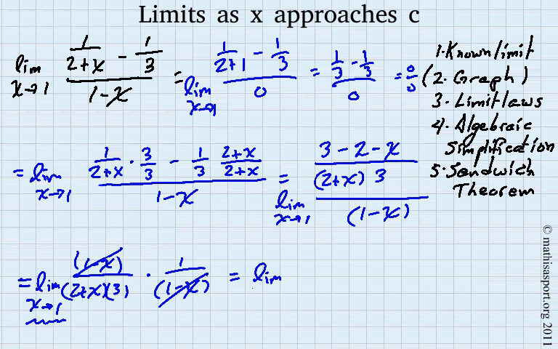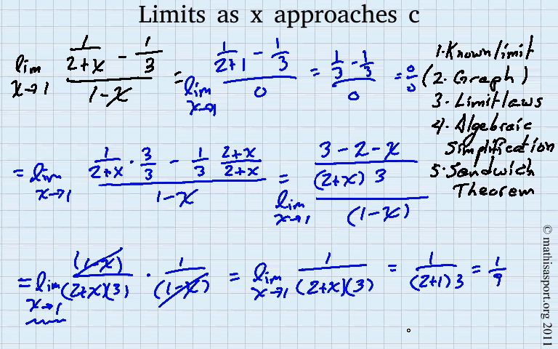We now have the limit as x goes to 1 of 1 over 2 plus x times 3. We'd apply the quotient limit law now. We'd apply the product limit law. We'd apply the sum limit law. And we would get 1 over 2 plus 1 times 3, 1 over 9, which, if you'll recall, in its decimal approximation is 0.111 and so forth. And that's consistent with what we got in the graphing calculator.